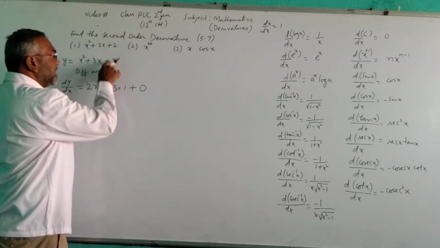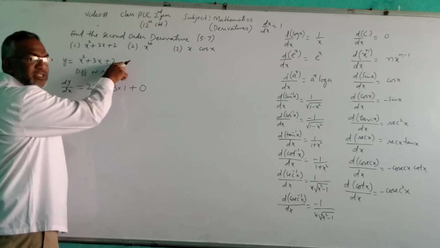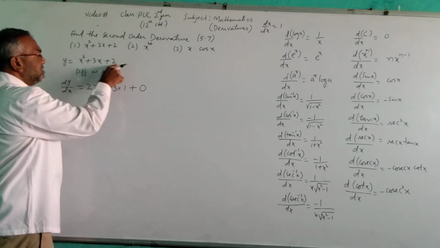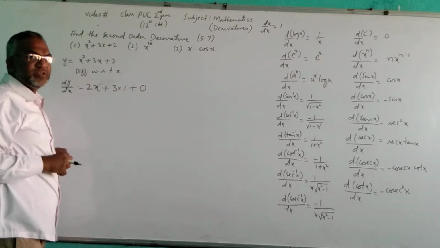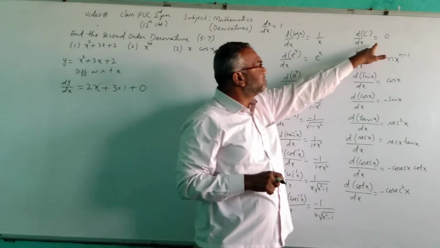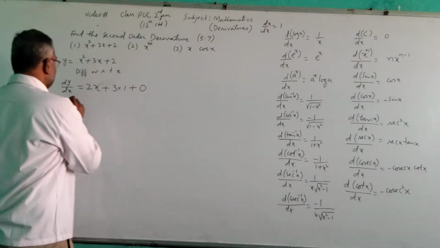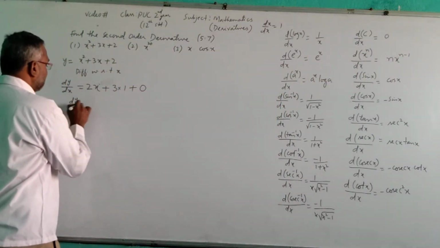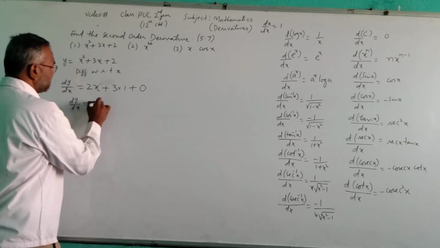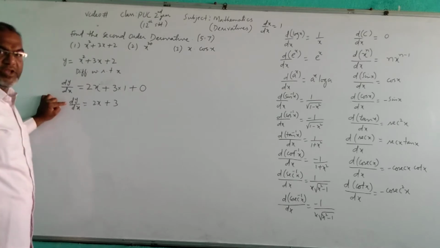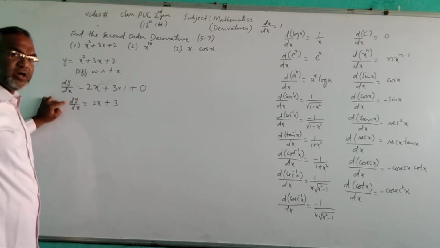But when a constant is alone, there is no function with it, there is no x with it, then that becomes 0. Differentiation of a constant with respect to x is 0. So 2 becomes 0, and dy by dx is equal to 2x plus 3. This is the first order derivative.